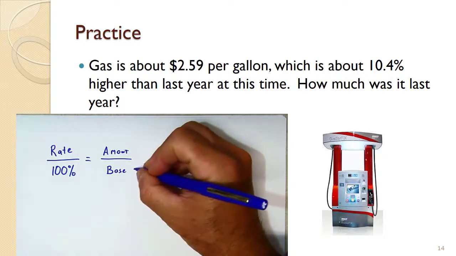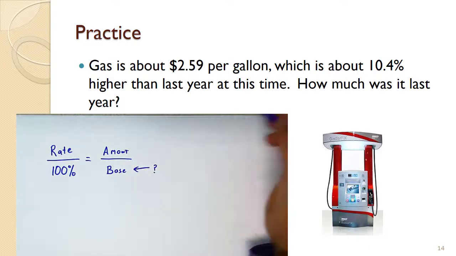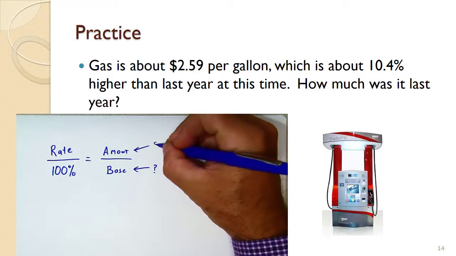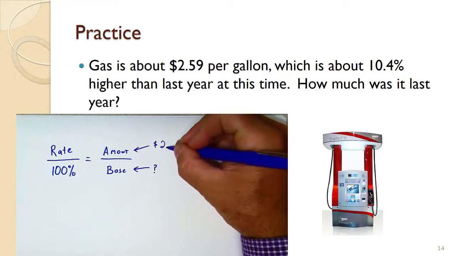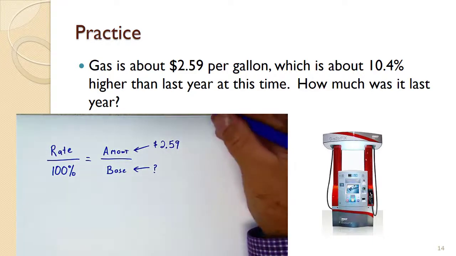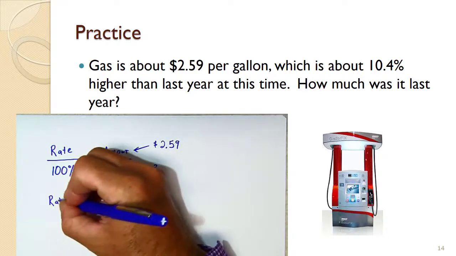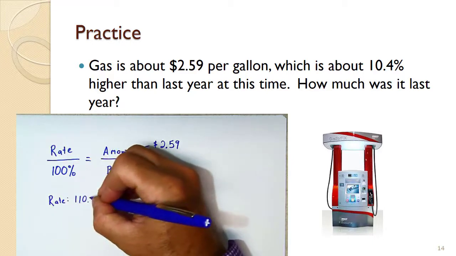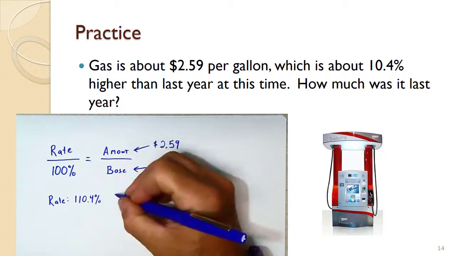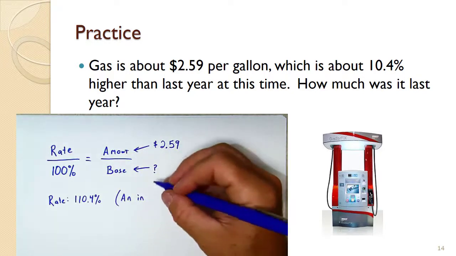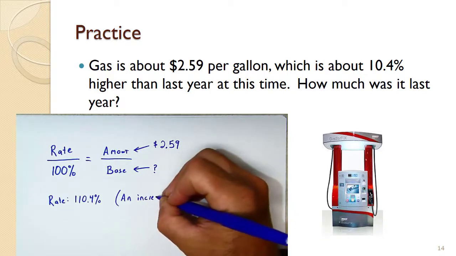We don't know how much gas was last year at this time. That was our starting value, and so here again we don't know the base. That means that our current price of $2.59, that must be our amount, kind of like the 7.2 ounce box was in our last example. That also means that our rate must be 110.4%. That is to say, it represents an increase of 10.4%.